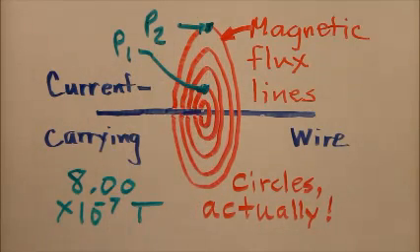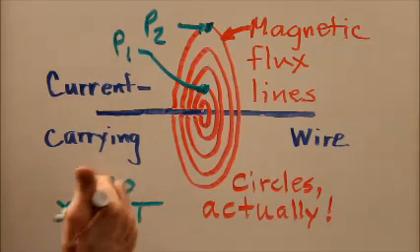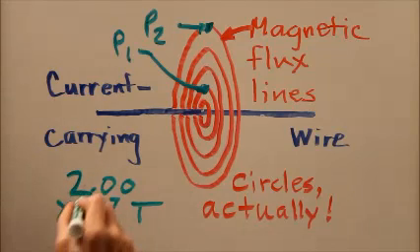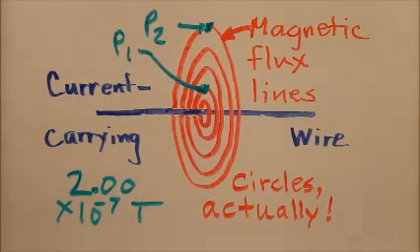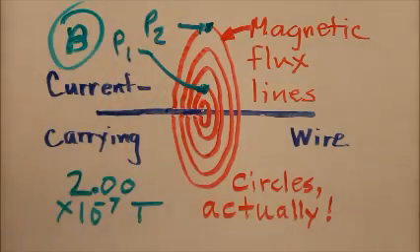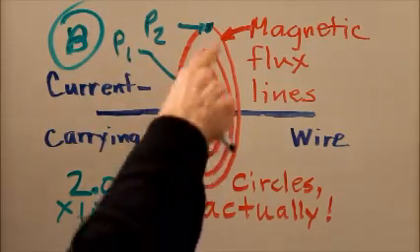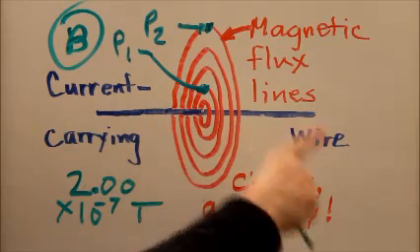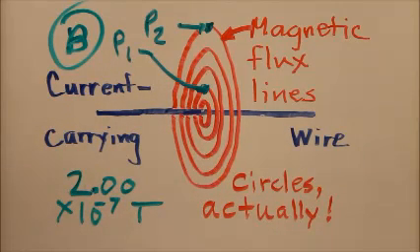So if we go 4 times as far away, we will cut this flux density down to 1/4 of what it was. 1/4 of 8.00 times 10 to the -7 is, of course, 2.00 times 10 to the -7. And that turns out to be choice B. Choice B.